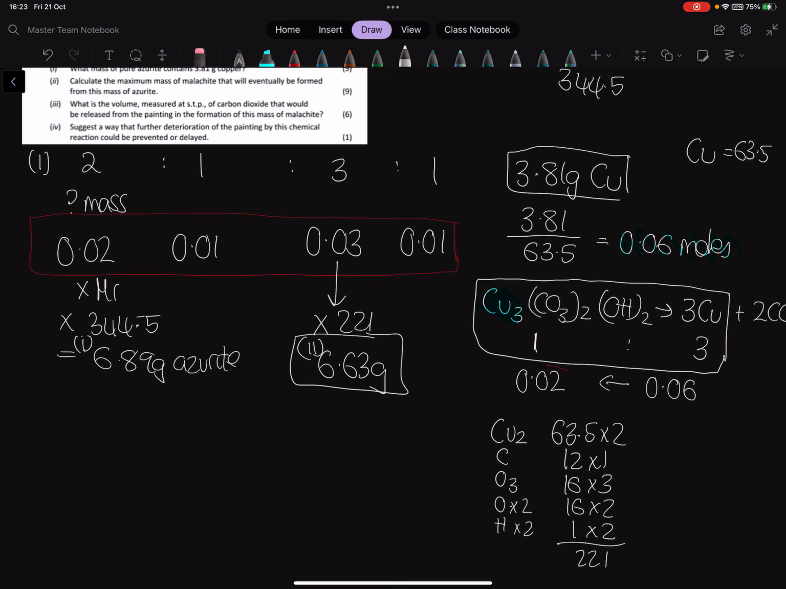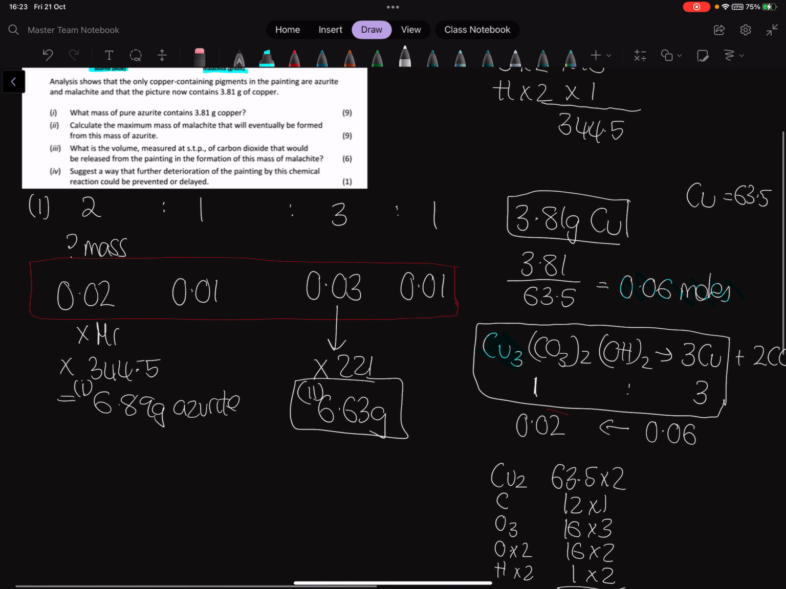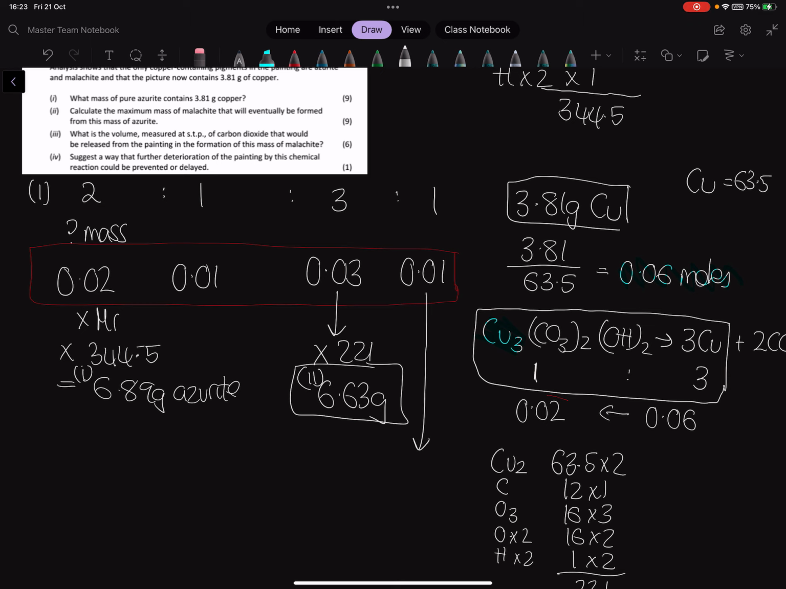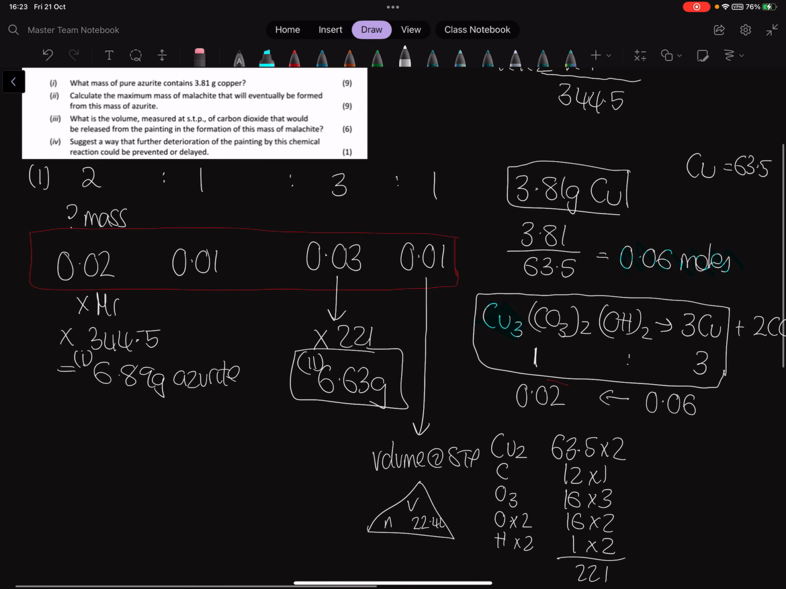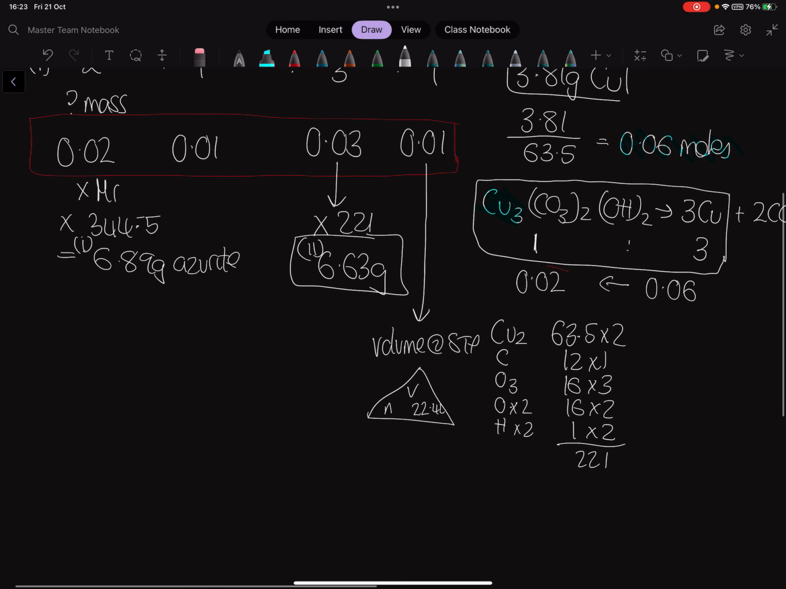It then says, what is the volume measured at STP of carbon dioxide that would be released from the painting? So for the carbon dioxide, we are now looking at this portion, and we are looking at volume at STP. So I hope in your head now you are seeing a volume triangle. Because it's STP, it is going to be 22.4 litres or 22,400. There's no units in the question, so you can use whichever version you want. So I'm going to go 0.01, and I'm going to multiply it by 22.4 litres. And when I do that, I get 0.224 litres. This is going to be the final answer for part 3.